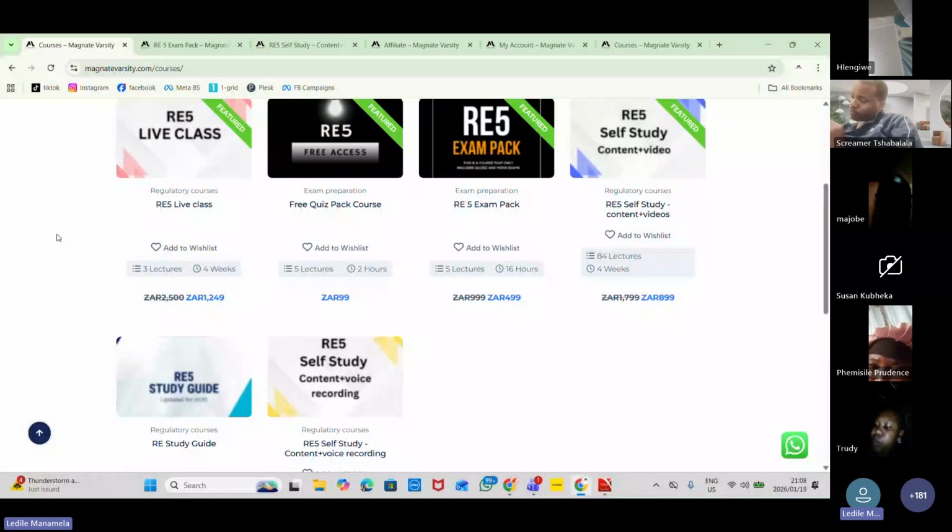Remember, all our courses also include career guidance and also employment opportunities. So we help people also get jobs in finance, insurance, and banking. So the aim for this year, we're targeting to help 100 people get employed. But the requirement is that you should have RE5, guys, because these companies we work with need people with RE5. So I'll give you an example of how it looks when you open the course.